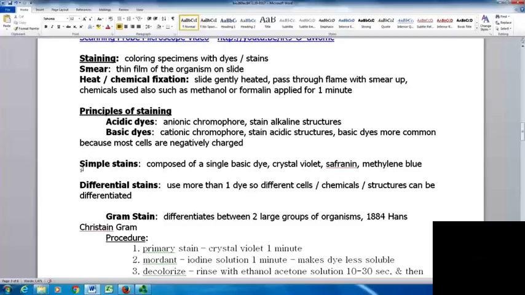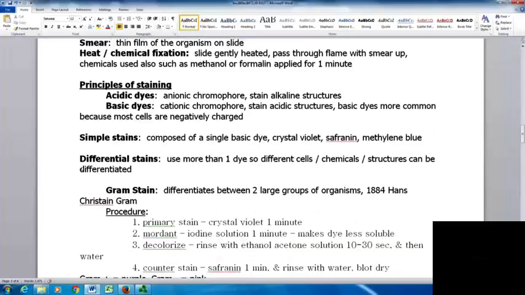Simple stains are going to be composed of just a simple basic dye. These include crystal violet, safranin, and methylene blue. With differential stains, you use more than one dye, so different cells or chemicals or structures can be differentiated when looking at them underneath the microscope. The gram stain is a very common one in microbiology. It differentiates between two large groups of organisms. This was developed in 1884 by Hans Christian Gram.